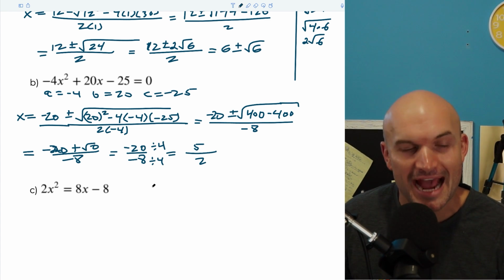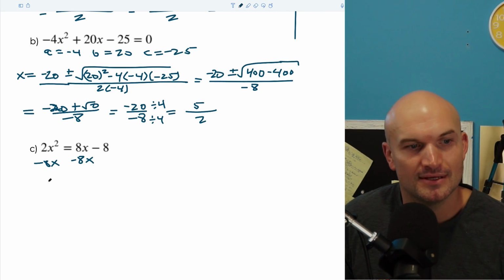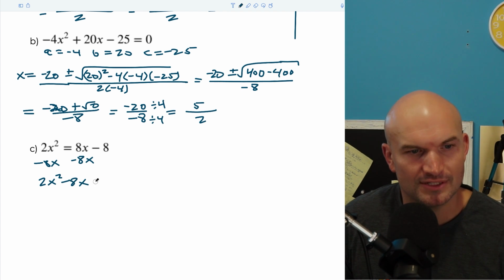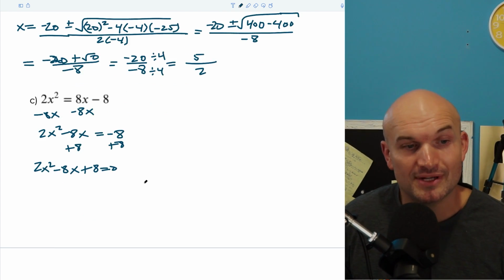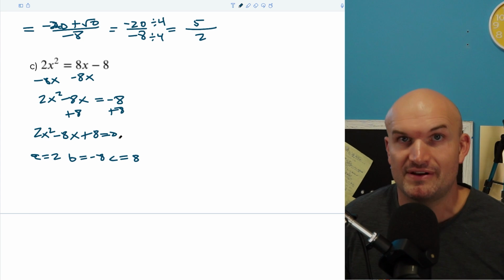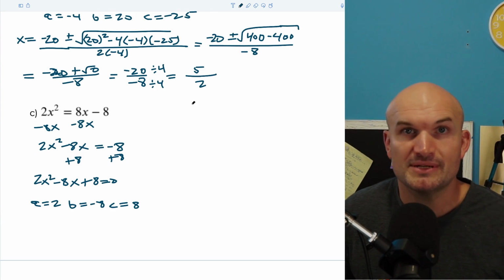No. First thing you absolutely have to do is get them all over to the same side. So we have a 2x squared minus 8x, equals -8. And then add the 8 to the other side. So we have 2x squared minus 8x plus 8 is equal to 0. Now you can identify your a, b, and c. So you can say a equals 2, b equals -8, and c equals +8. All right, and from there, now what you can do is just plug them into the quadratic formula.